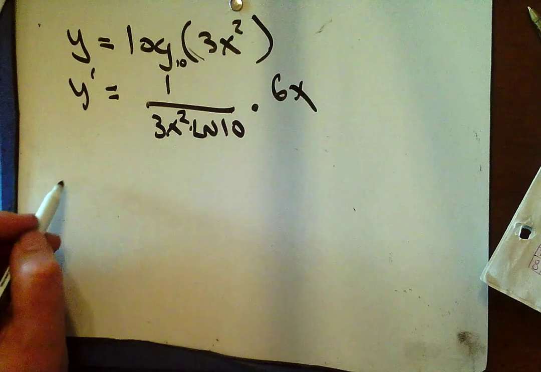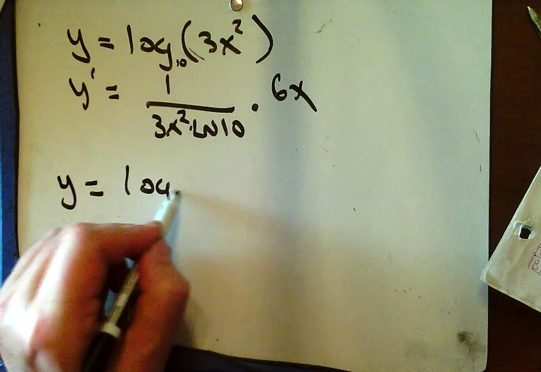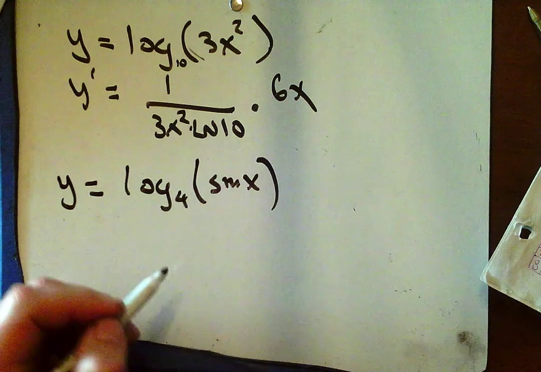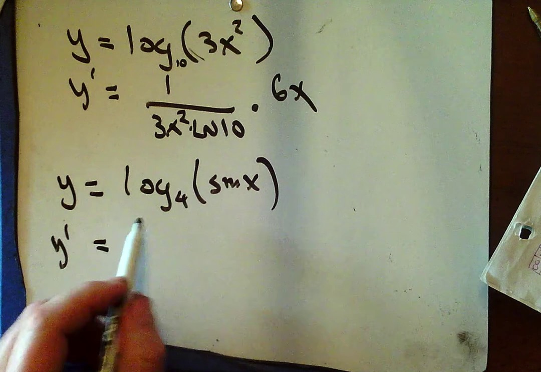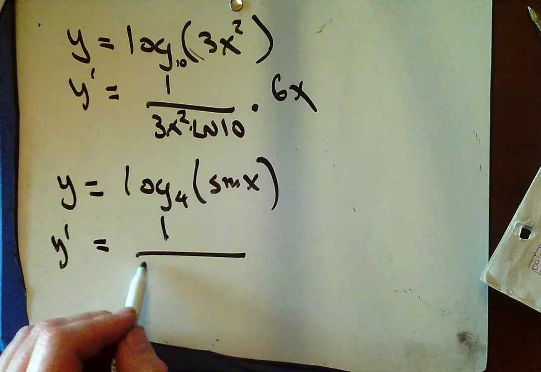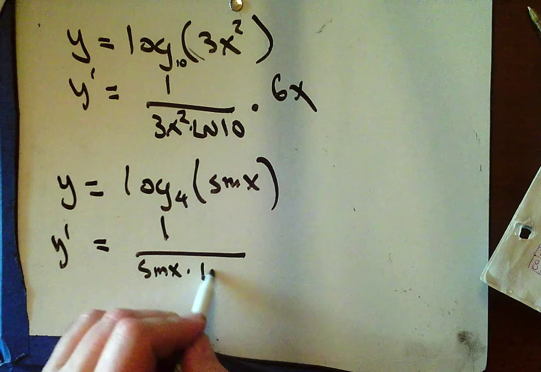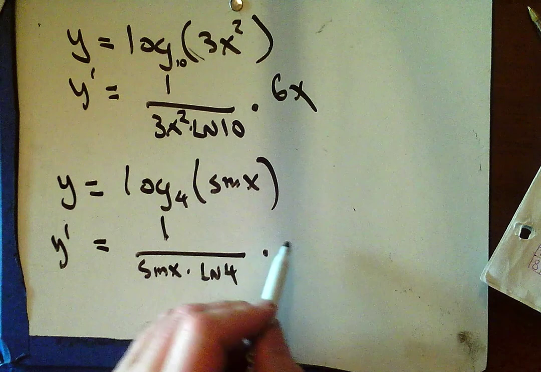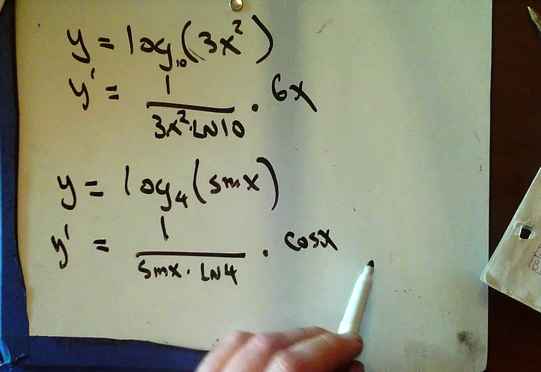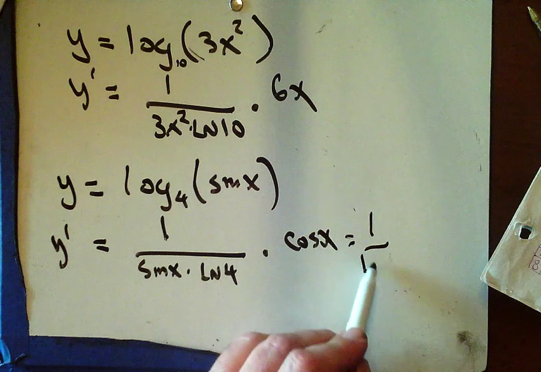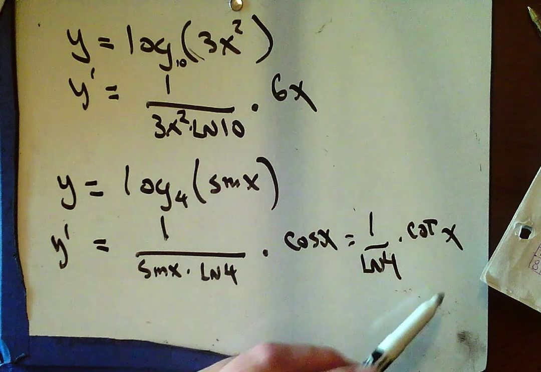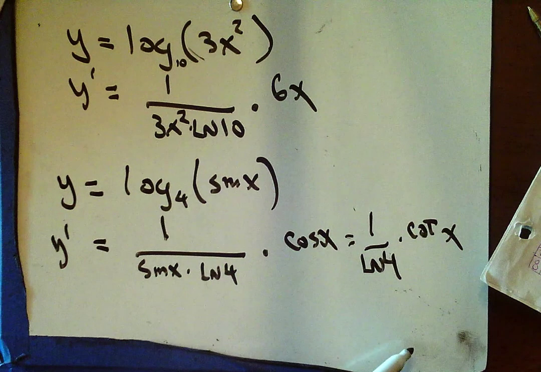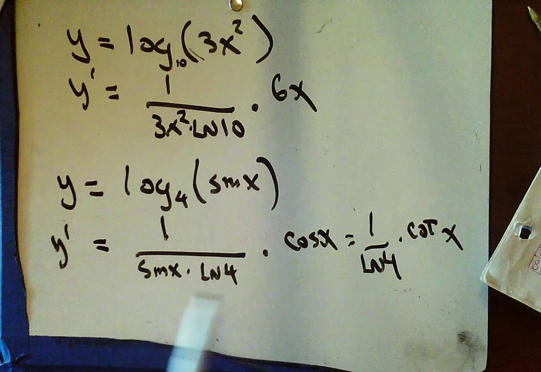Okay. How about y equals log base 4 of sine x? What would y prime be here? Did you get 1 over sine x times ln of 4 times the derivative of sine, which is cosine? And so I guess we could call this 1 over ln of 4 times cotangent x. And again, no, I don't have to simplify to this. If it's a multiple choice problem, though, I might see this and not this.